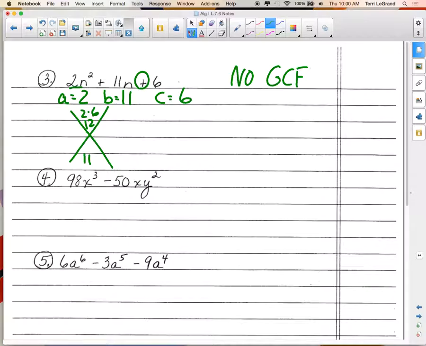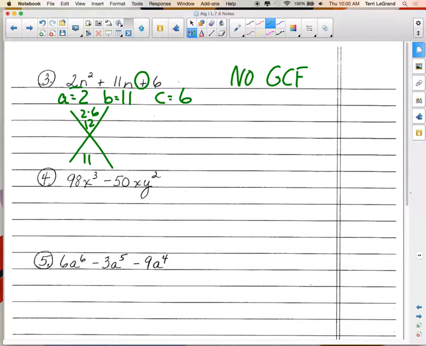So we need 2 numbers that multiply to be 12, add up to 11. Well, what are all the possibilities? 1 and 12? That work? No, that adds up to 13. 2 and 6, what does that add to? 8. 3 goes into 12. 3 and 4? 7. Is there anything else? Are there any other factors of 12? Okay, what do you think?